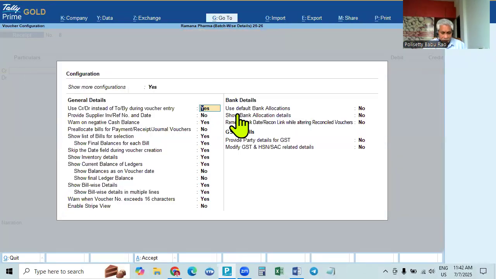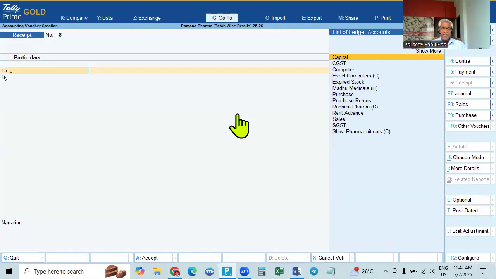When a company is newly created, by default in the vouchers the debit and credit are shown as To and By. To means credit, By means debit, from debit account to credit account. We can work out with this, no problem, but sometimes you will get confusion. If it is Dr and Cr, there will be no problem.